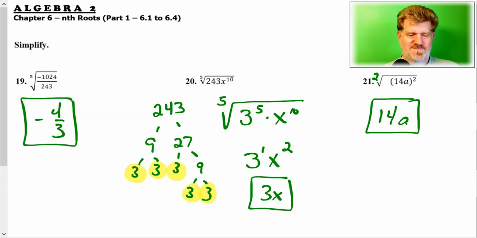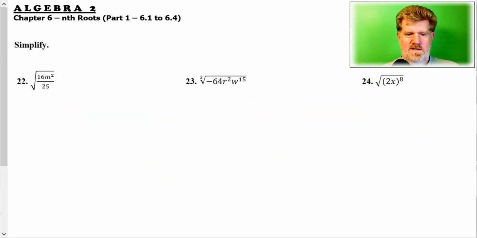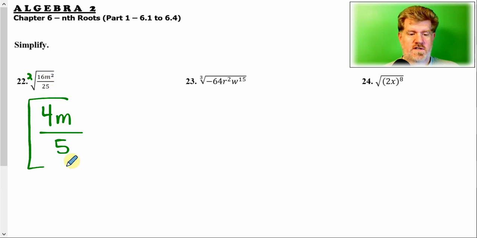Alright. Let's see if these work out or not. 16. Well, do you know what the square root of 16 is? Yeah, it's 4. Do you know what the square root of m squared is? Remember, it's 2 out here. 2 divided by 2 is 1. We have 1m. Square root of 25 is 5. And it does not matter that it's in the denominator. You just do each one separately.